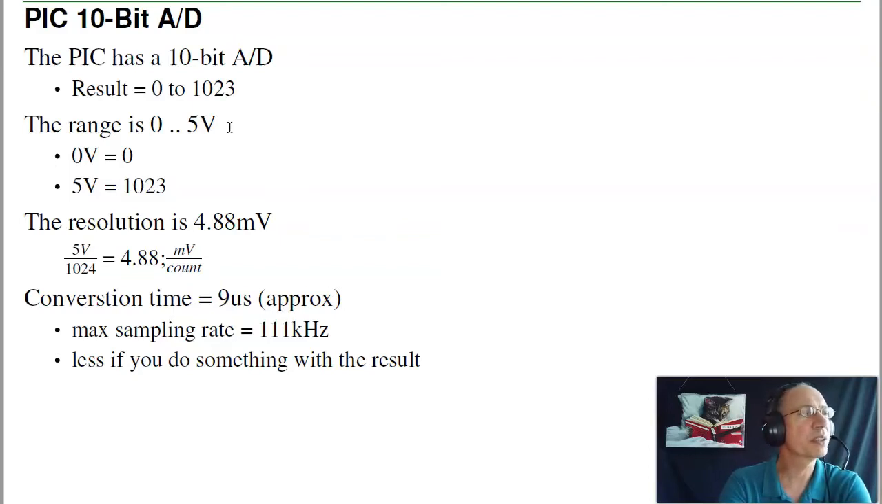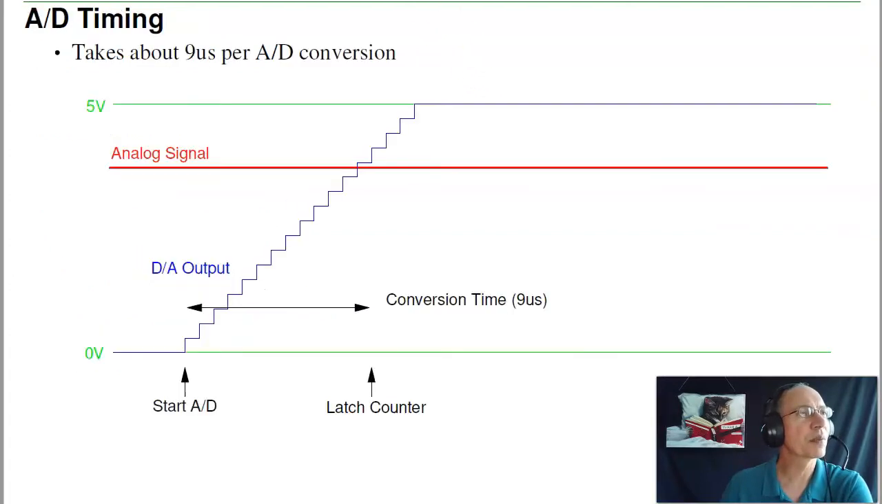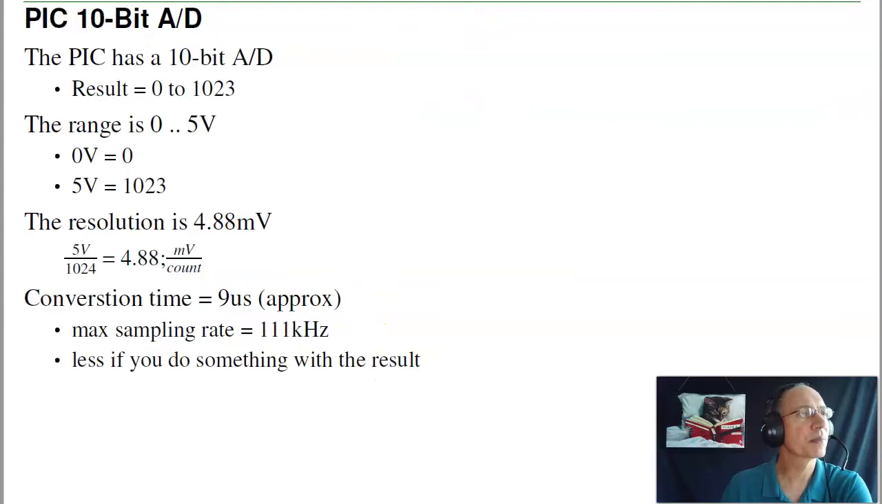The resolution is 4.88 millivolts per count. That comes from 5 volts being the range and 1024 being the range, which gives you 4.88 millivolts per count. And it takes time to do the conversion. For the PIC, it takes about 9 microseconds from the start of the conversion till it's done. That means the maximum sampling rate is 111 kilohertz. It's actually less than that. If you don't do anything, you can sample at 111 kilohertz. If you do something with the result, that'll slow it down.